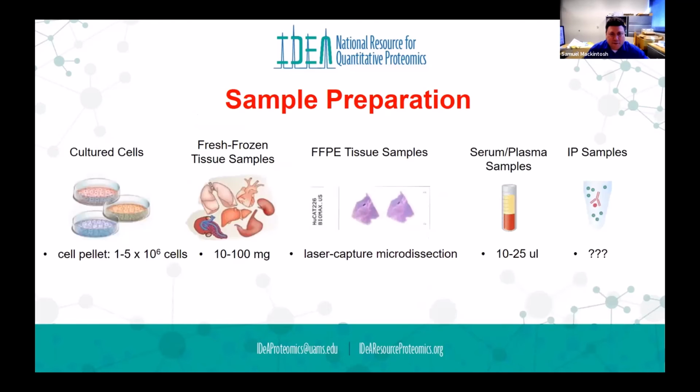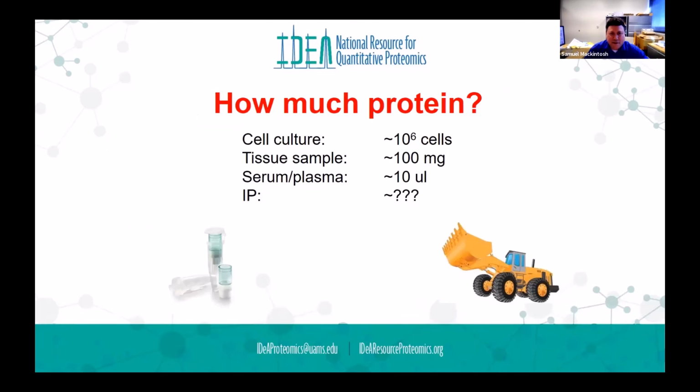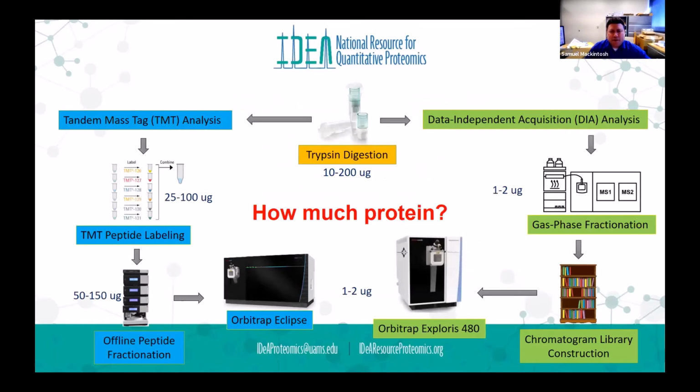Okay, so we can skip ahead a slide or two here. I think I've got a "how much do you need" type question here. So it depends on the technique. For TMT, the labeling reaction ideally requires 50 to 100 micrograms of total protein. With most cells, that's somewhere in the neighborhood of 3 to 5 million, depending on the size of the cell.